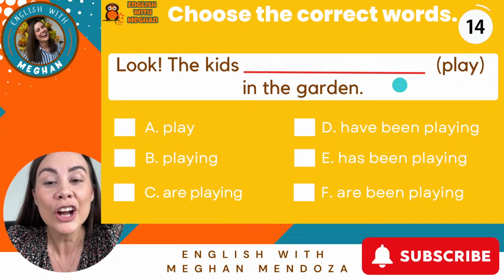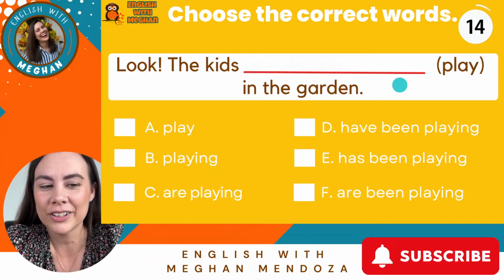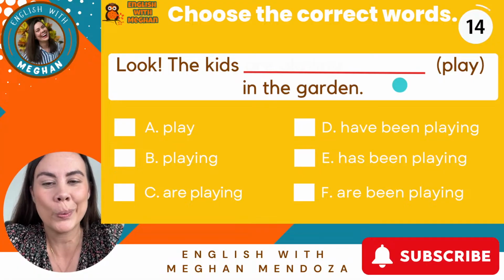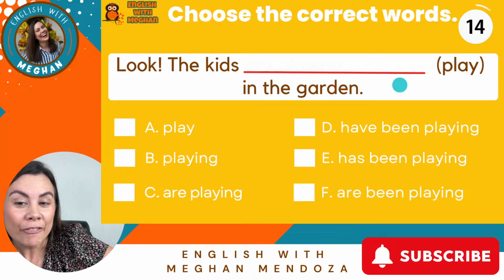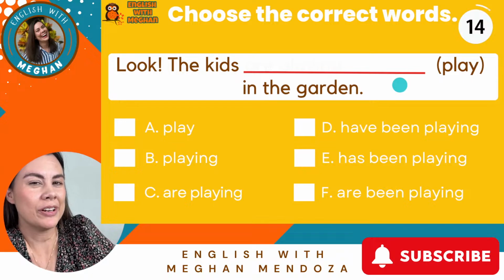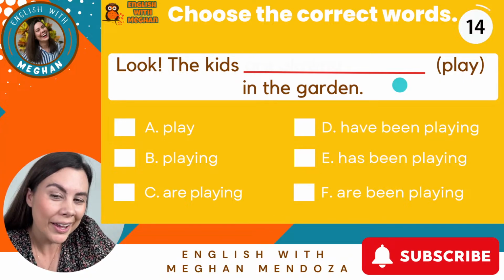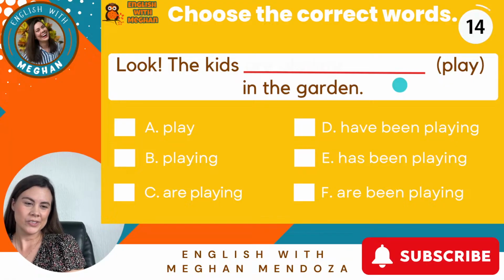Okay, look, the kids in the garden. Okay, the kids blah blah blah in the garden. So which is it? A, B, C, D, E, or F? Good luck. Remember, don't just put an answer without having a reason. Okay, do you know why? Do you know why this is the answer? That's my question for you. Why? So I see some answers here.